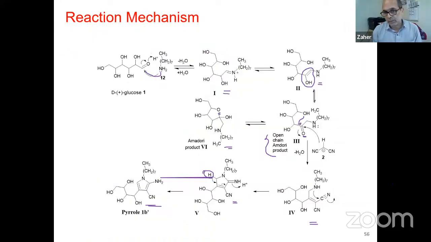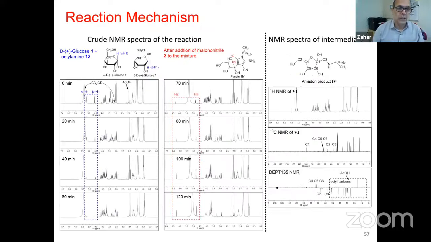Okay, now we have done a lot of NMR to figure out the mechanism of this reaction. So we have followed the reaction using NMR. How did we do that? As follows. We mix the starting material. The starting material is our glucose and octylamine. And after we mix them, we took sample. So this is 0 minute. We took sample after each 20 minutes, then 40, then 60, and continue all the way till 2 hours.